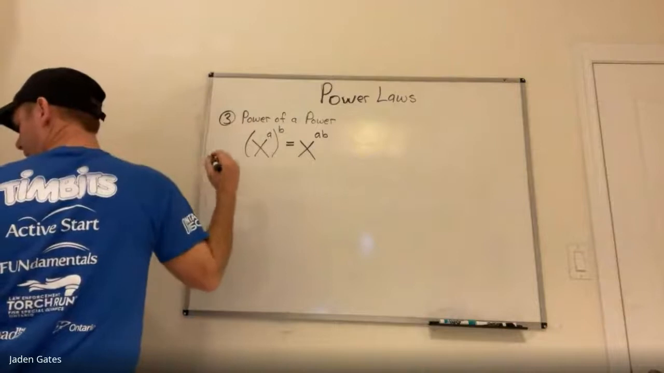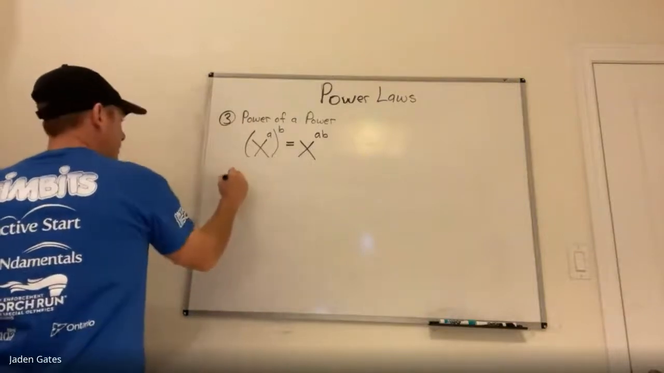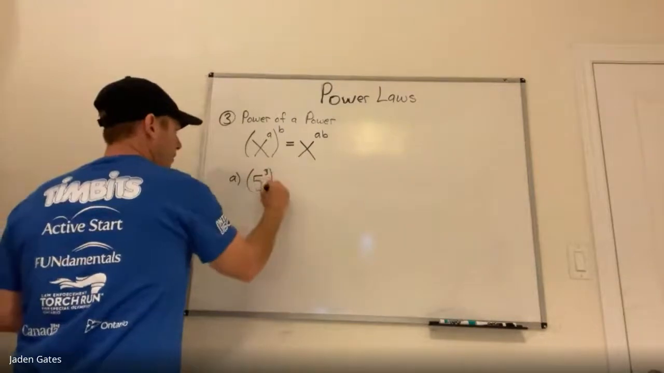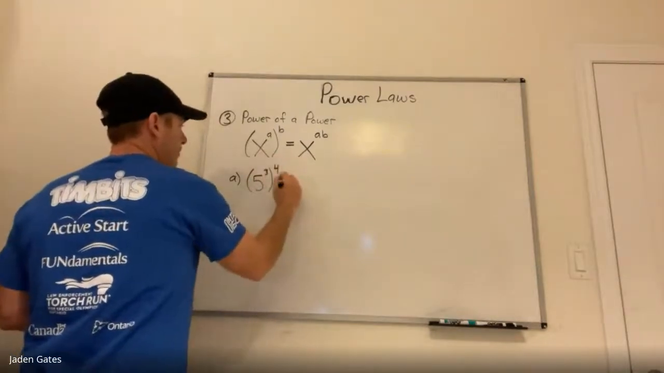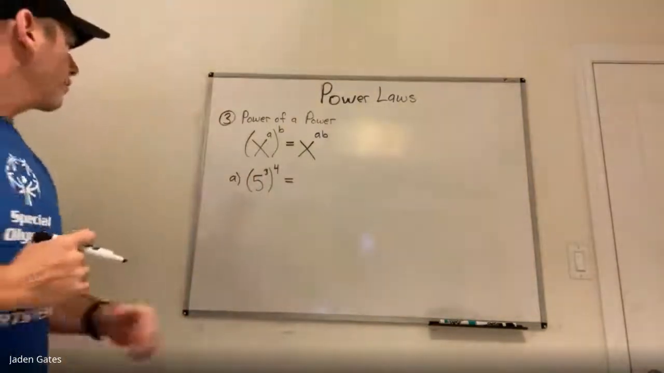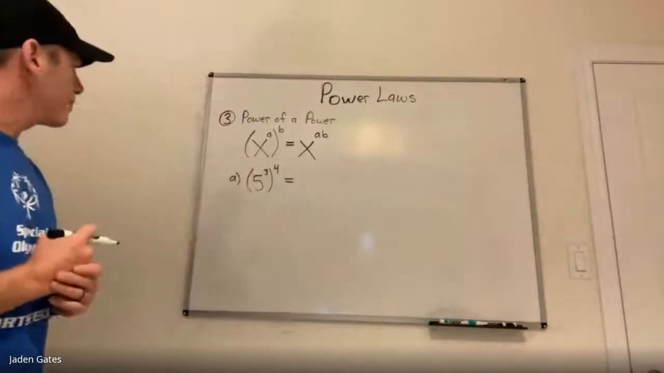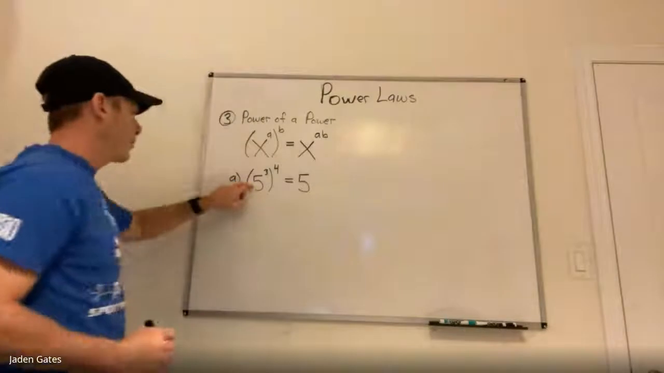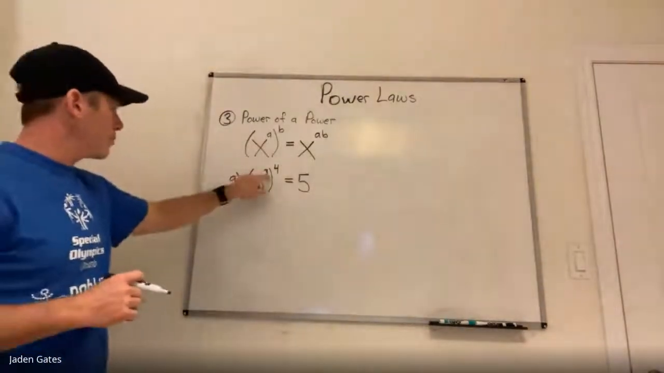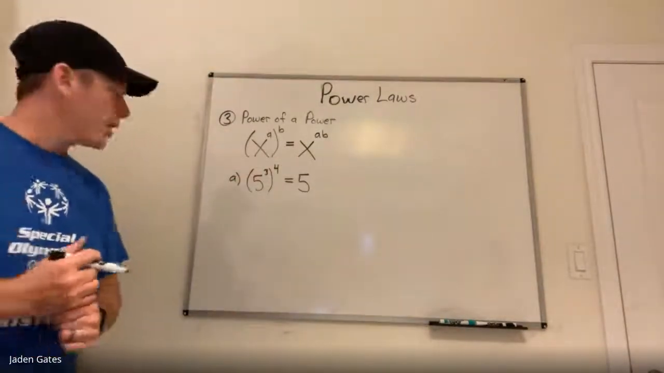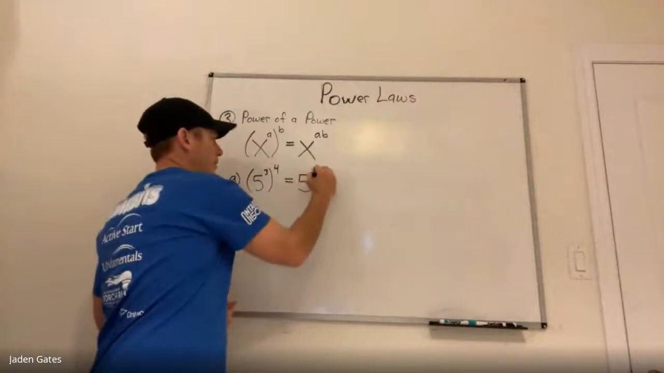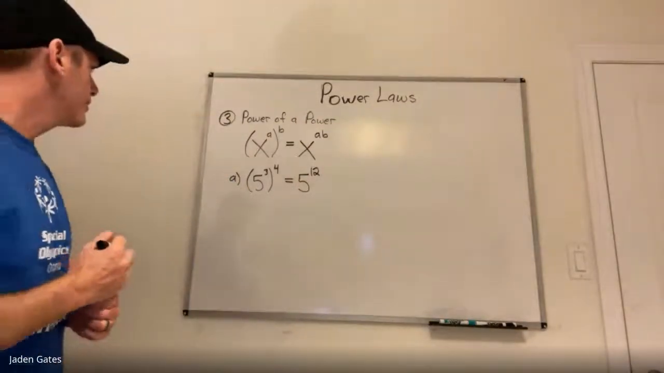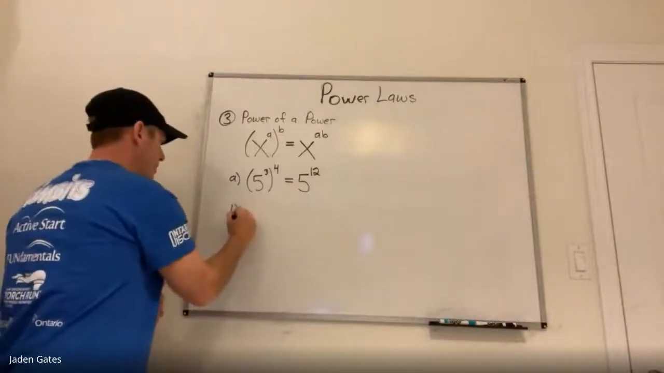All right, so a couple of examples. For instance, we get something like 5 to the power of 3 to the power of 4. All right, so when we have 5 to the power of 3 to the power of 4, again, my base is 5. There we go. And then I multiply my exponents. So I have a 3 and a 4, and 3 times 4 gives us a 12. So we have 5 to the power of 12.